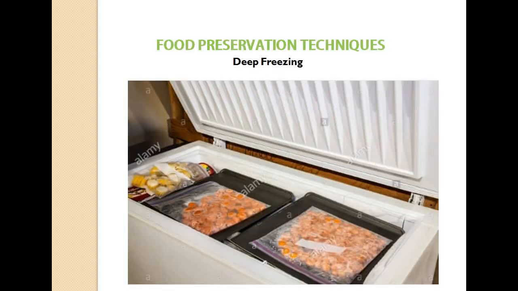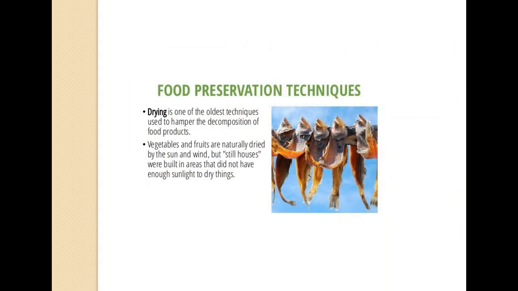The next method of food preservation technique is deep freezing. This method involves keeping the food at a very low temperature in a freezer. For example, meat and seafoods are kept in the freezer. Now we will discuss the next food preservation technique, that is drying. In drying, water is removed from the food, for example, drying grapes to get raisins, dried apricots and plums, dried chilies, etc.